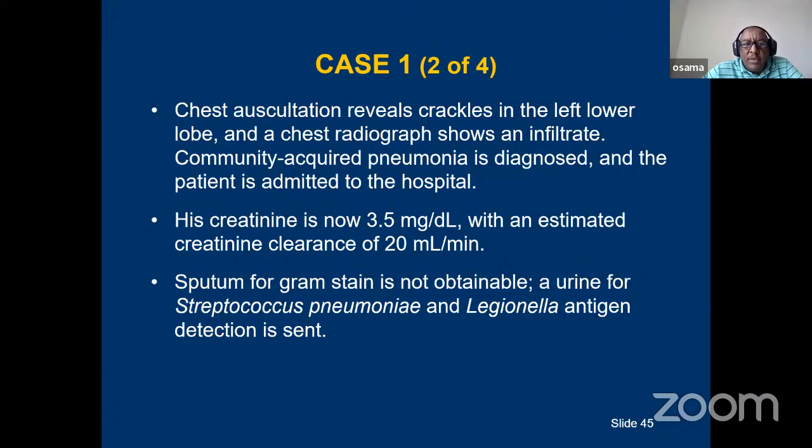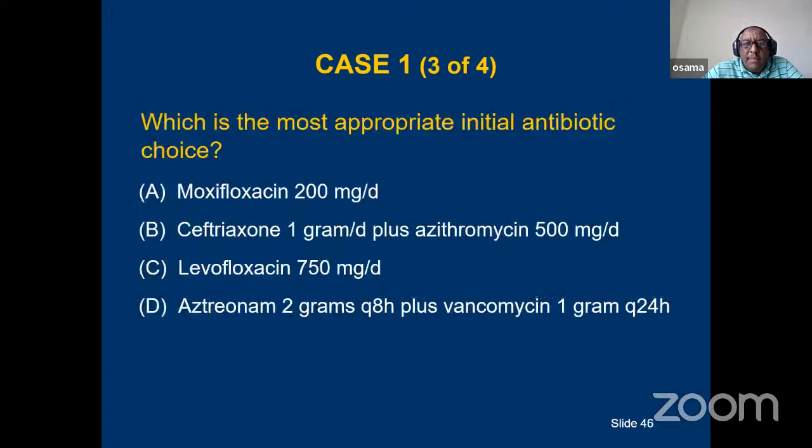Yes, the diagnosis is community-acquired pneumonia. So the treatment for community-acquired pneumonia is ceftriaxone 1 gram plus azithromycin. As we said, a third-generation cephalosporin plus a macrolide.